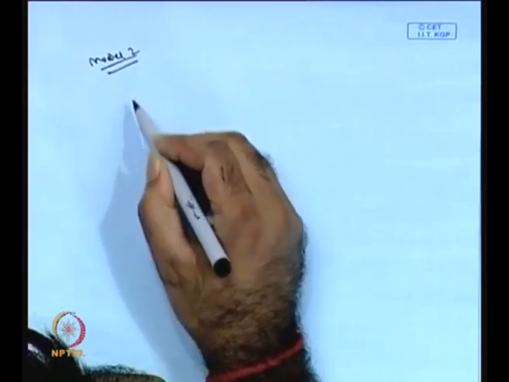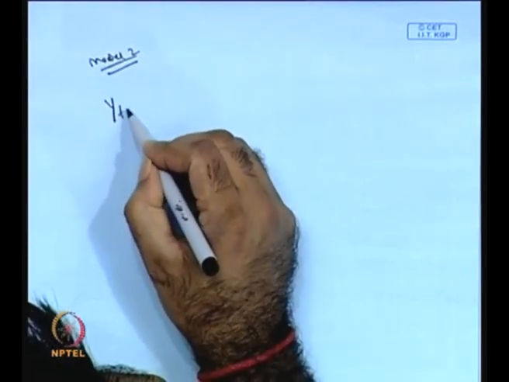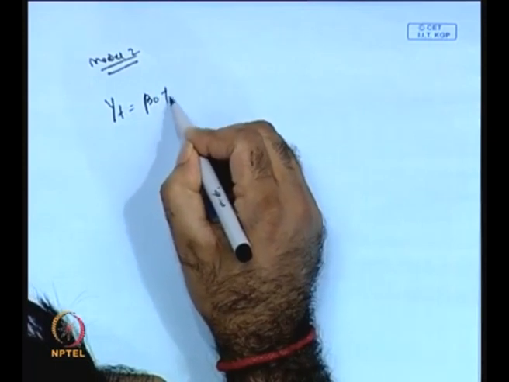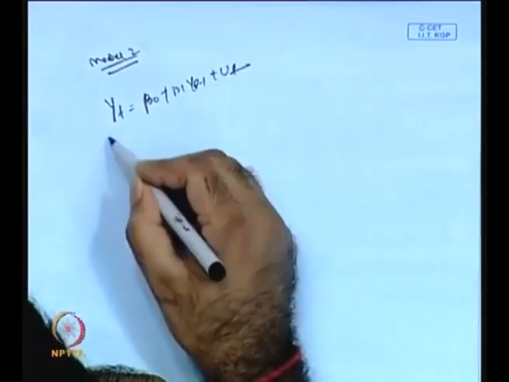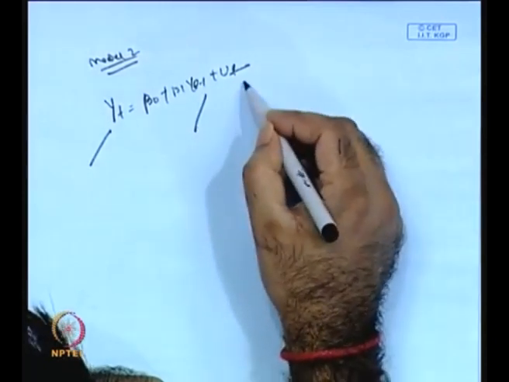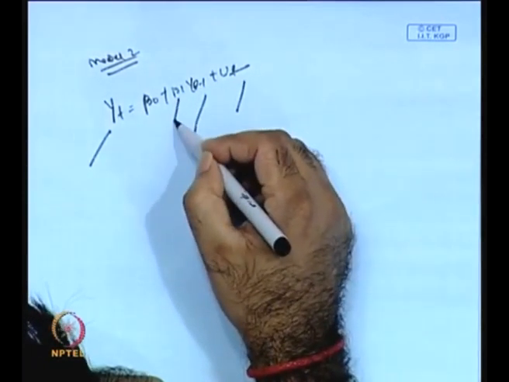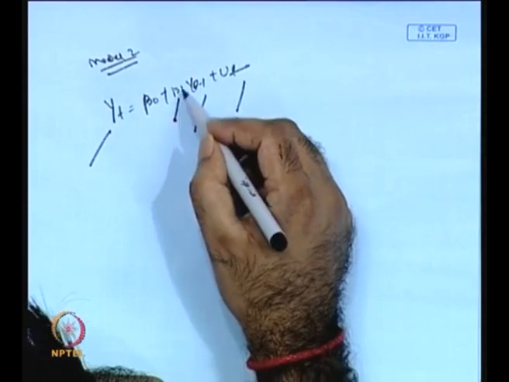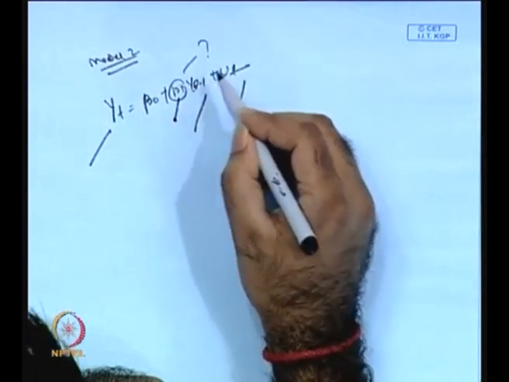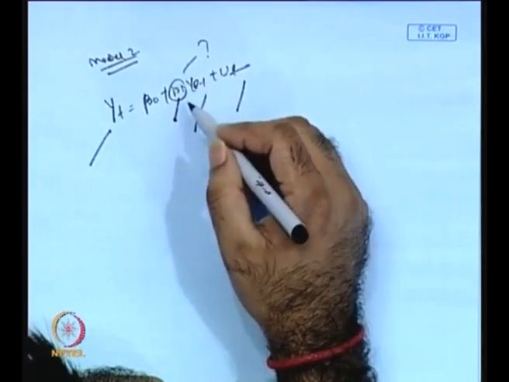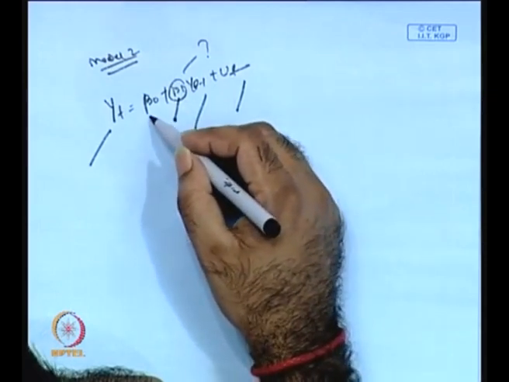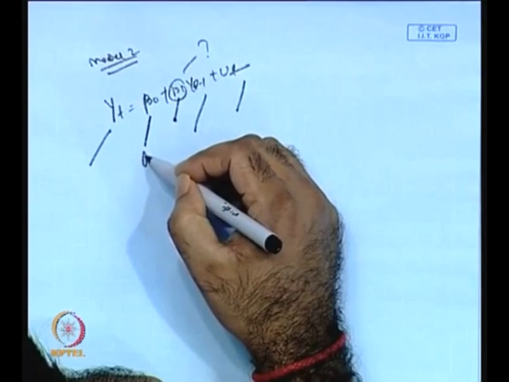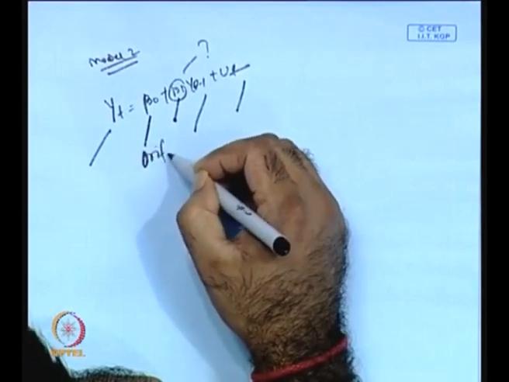In model 2, I will write y_t = beta_0 + beta_1 y_(t-1) + u_t. Here y_t is the dependent variable, y_(t-1) is the independent variable, u_t is the error term, and the betas are the parameters to be estimated. Beta_1 is the most important, because its significance gives you a signal whether there is a unit root or not. And beta_0 is a constant, called a drift.